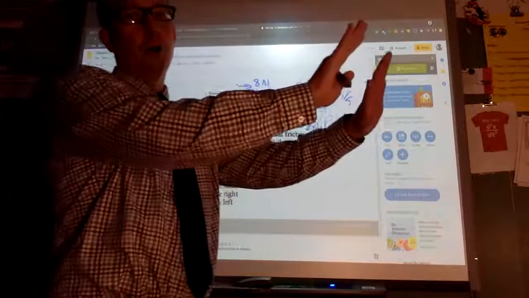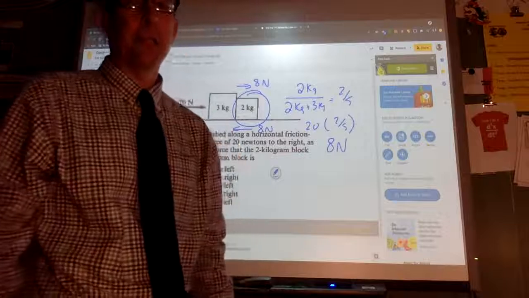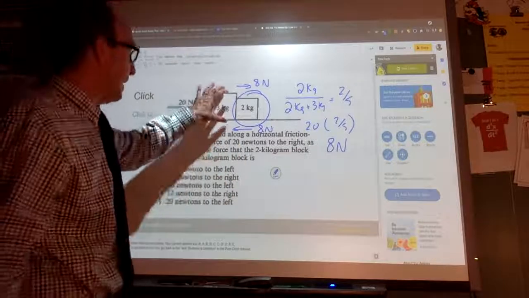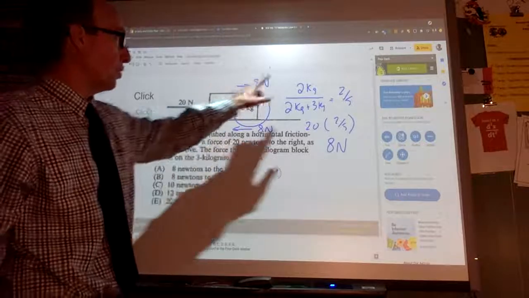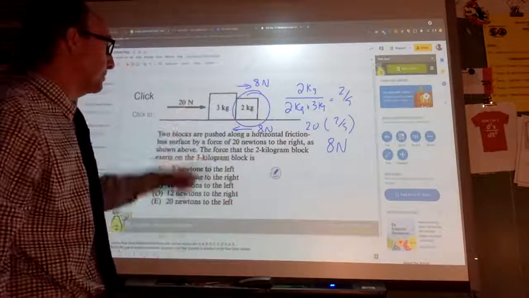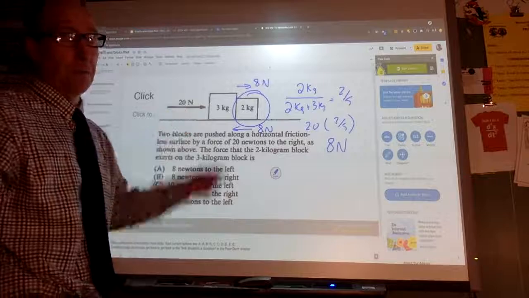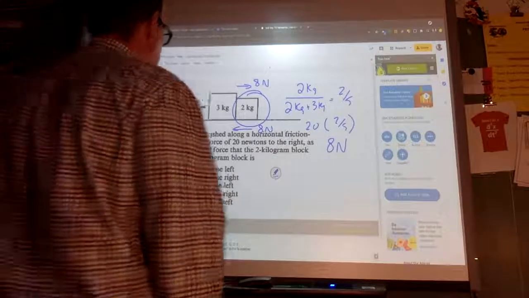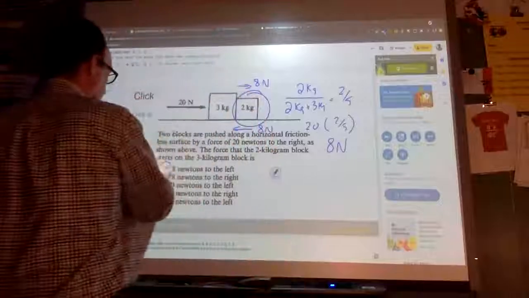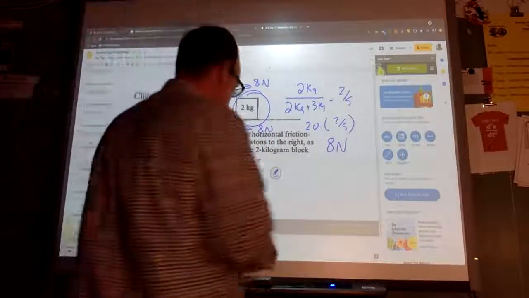The same idea, if you push on a wall, it pushes back exactly as much as you do. You can also look at it as the 3 kilogram block uses up 3 fifths of the total force, which would be 12. And then 20 minus 12 would give us 8. So we would have 8 newtons going to the left.